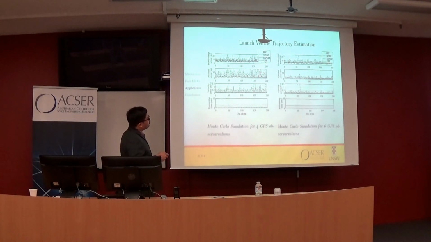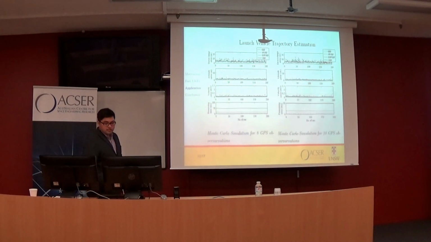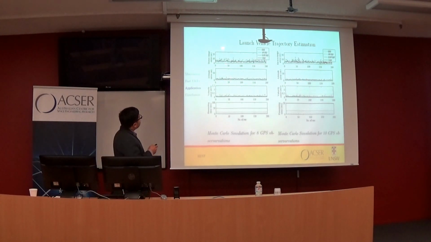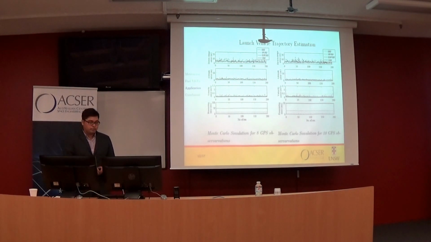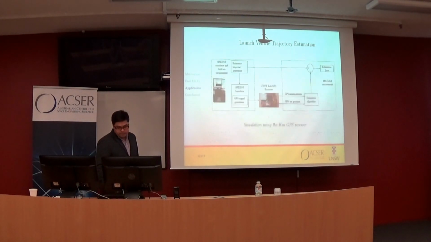This is for 4, this is for 6. For 6 you can see that the EKF error has decreased, but not as much as the UKF families. And for 8 and 10 also, the error has decreased again, but the unscented Kalman filter always has better performance. And the processing time is plotted here.